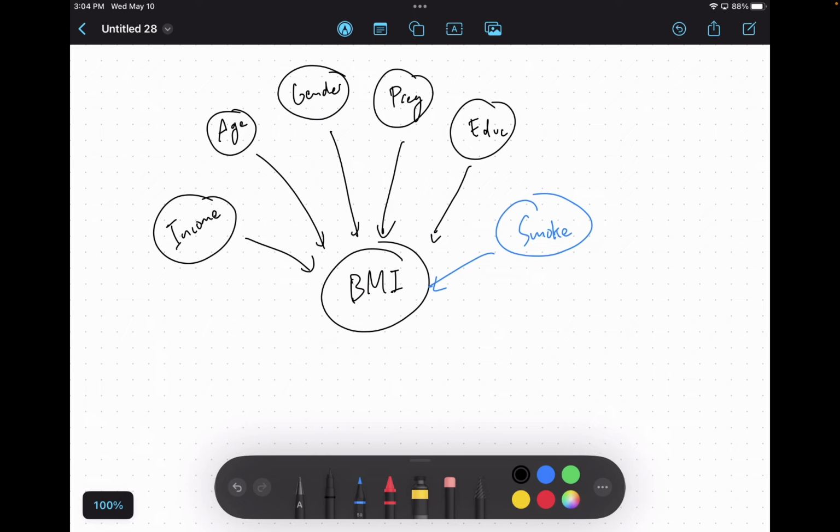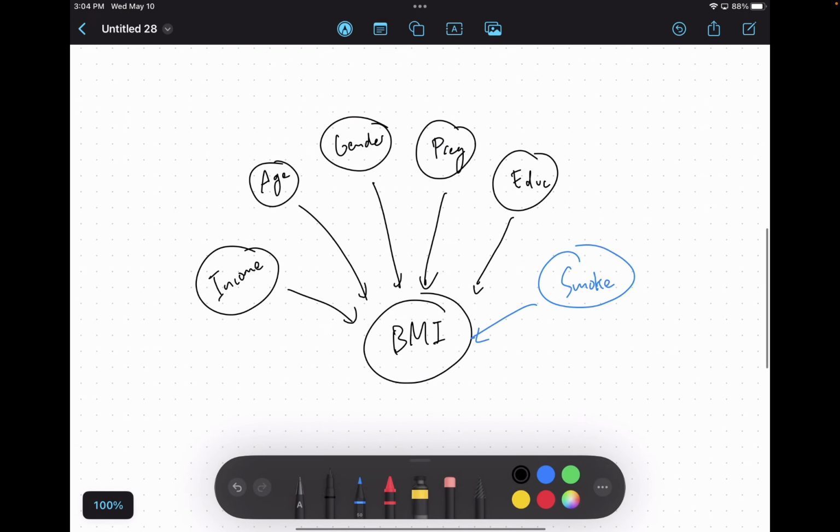So if I were just to run a regression, beta 1 income plus beta 2 age plus beta 3 gender plus beta 4 pregnancy, and so on and so forth, equals BMI, would that help me determine the causal effect of smoking on BMI? No, and why not? What might be a potential issue? Other factors might also be taken into account.